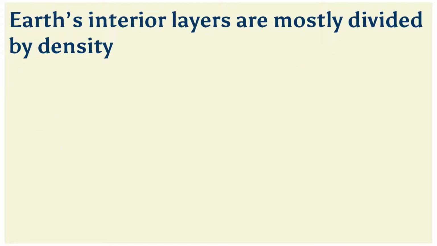Earth's interior layers are mostly divided by density. So scientists, we love classifying things. How do you classify one layer from the other? One would be to look at the different materials that make up that layer, but that is part of what affects the density. When you get down to it, it's the different densities of those layers where we say this layer starts, this layer stops, and the other layer begins.